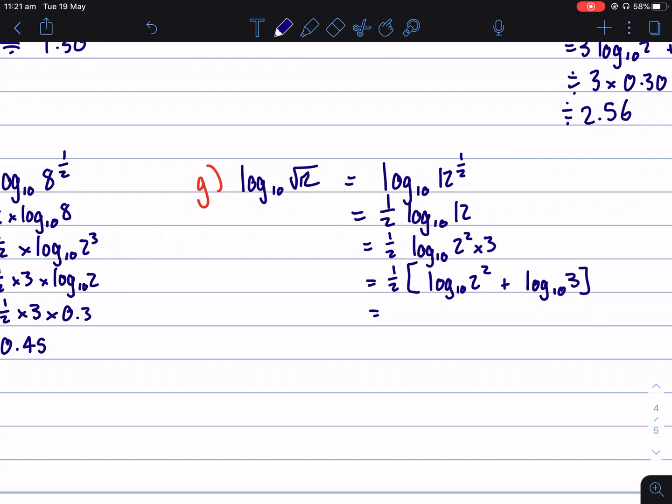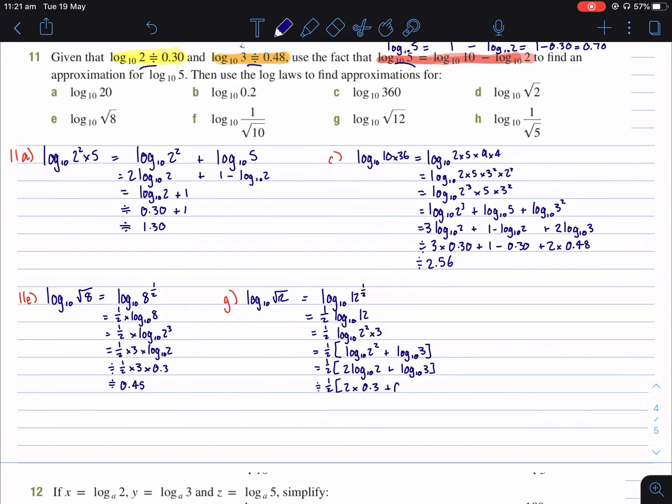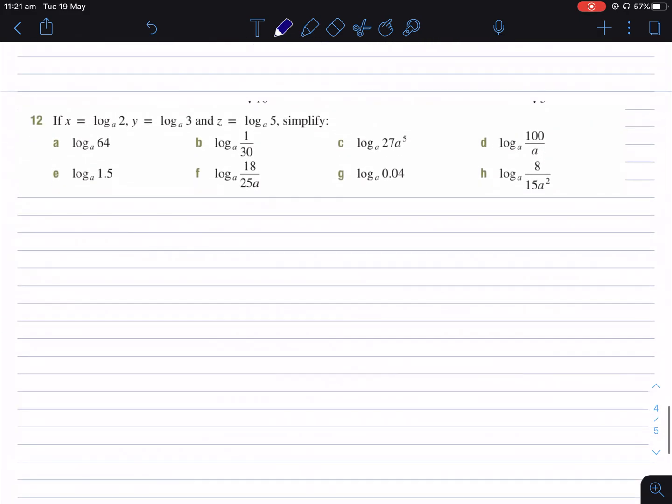I don't know why I chose square brackets. I like the look of them. Half of, so that's 2 times log base 10 of 2. And then I've just got log base 10 of 3. So it's a half times 2 times log base 10 of 2 was 0.3. Log base 10 of 3 of 0.48. I'm just going to chuck that in my calculator. Half outside of 2 times 0.3 plus 0.48, 0.54.